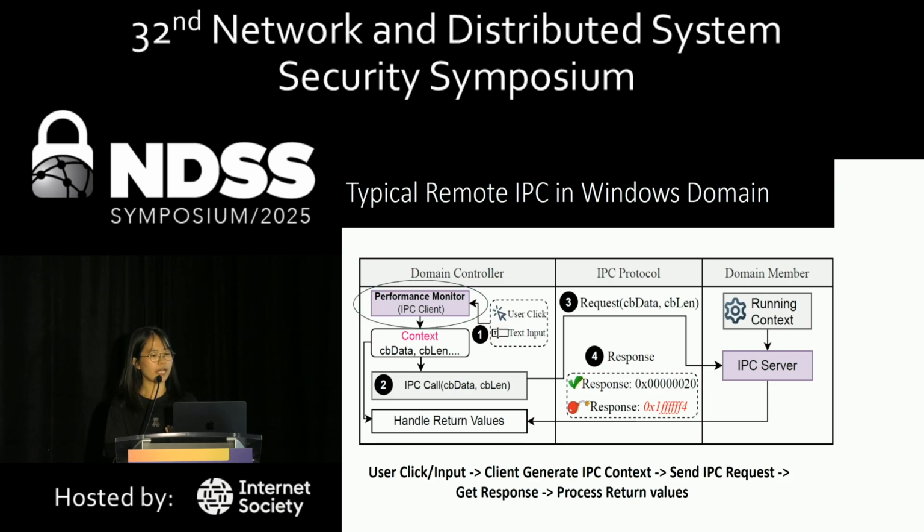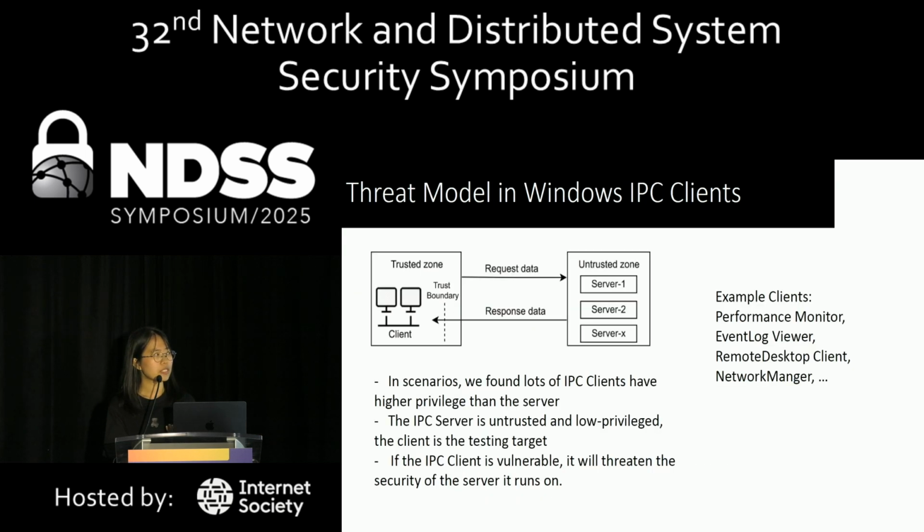Normally, the IPC client is driven by user clicks or input from mouse or keyboard, which the client then uses to prepare context for the remote IPC. Therefore, a typical remote IPC workflow goes like this. The user clicks to generate IPC context. The client sends the IPC request to the remote, and then the client receives the server's response and processes the return values. Based on this interaction logic, we can get a threat model for the Windows IPC client.